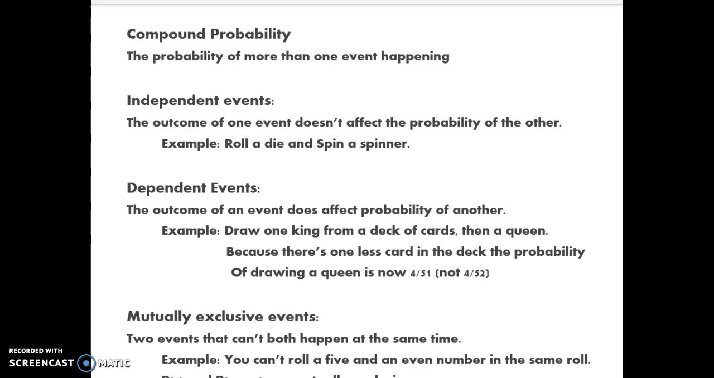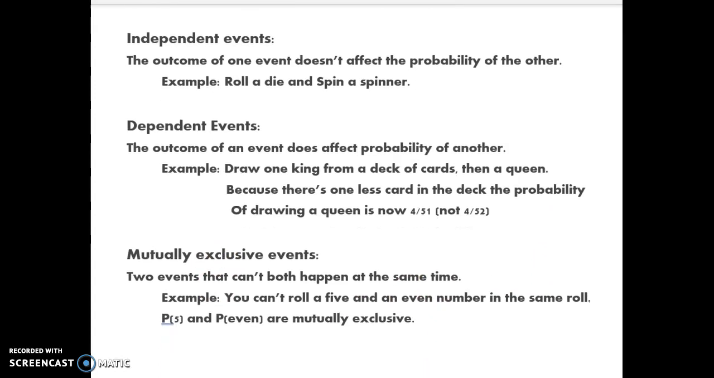You also need to know the idea of mutually exclusive events. With mutually exclusive events, you have two events that can't both happen at the same time. For example, if you roll one die, you can't roll both a 5 and an even number. 5's not an even number. So those are mutually exclusive. You can roll a 5 or you can roll an even number, but you can't do both at the same time. So the probability of rolling a 5 and the probability of rolling an even number are mutually exclusive.